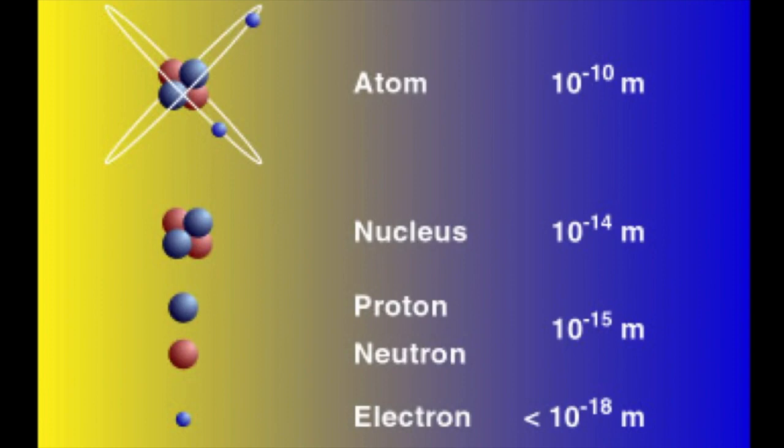The atom size is 10 power minus 10 meters. Nuclear size is 10 power minus 14 meters. Proton size is 10 power minus 15 meters or a Fermi, and electron is less than 10 power minus 18 meters. Such a small size. All these are called subatomic particles. The particles inside the atom are called subatomic particles.